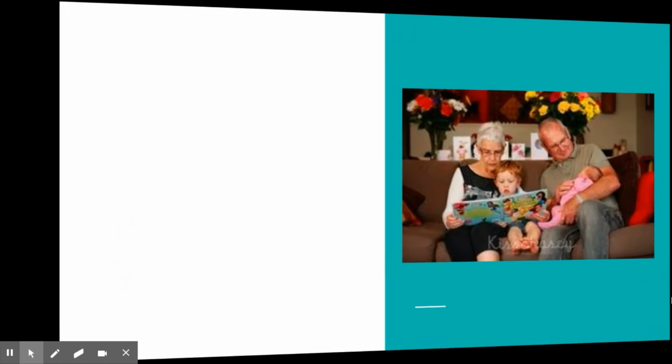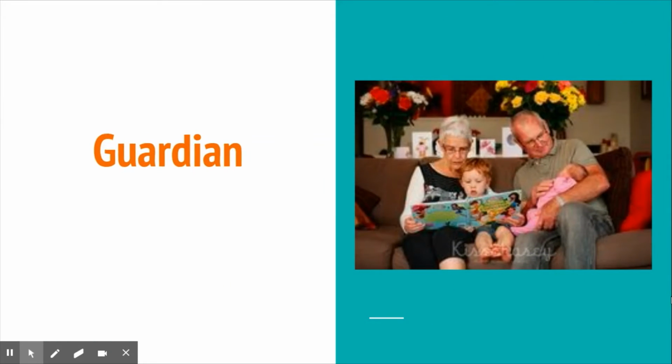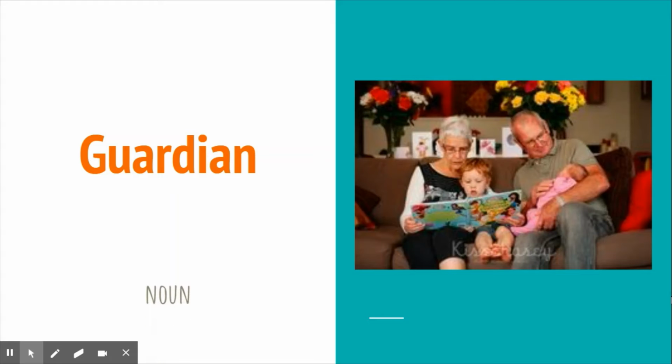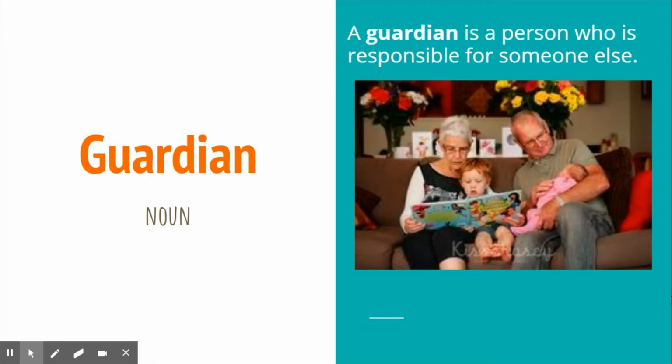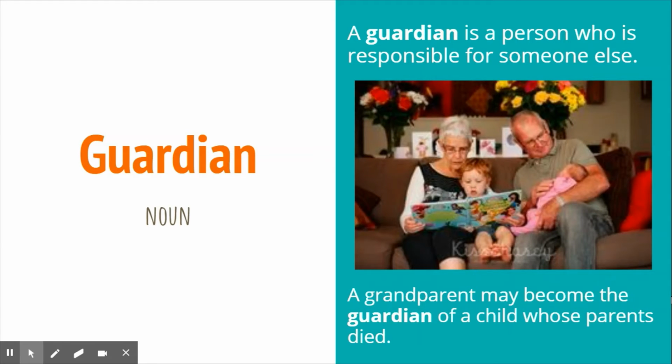Here we have the next word. Guardian. Let's say this word together. Guardian. And guardian is a noun. So a guardian is a person who is responsible for someone else. Let's read it together. A guardian is a person who is responsible for someone else.